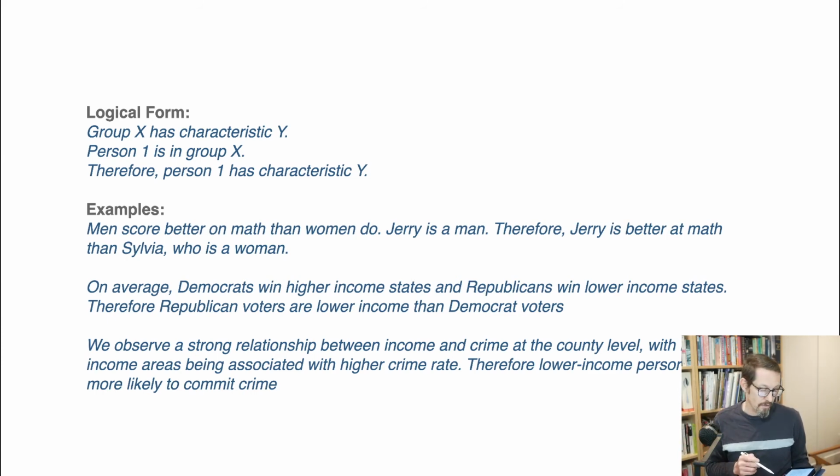So another one is, like, on average, Democrats win higher income states, and Republicans tend to win the lower income states. Okay, this is something that's on average true. Okay, but the problem is this. George W. Bush won the 15 poorest states, and the Democratic candidate that year, John Kerry, won 9 of the 11 wealthiest states.